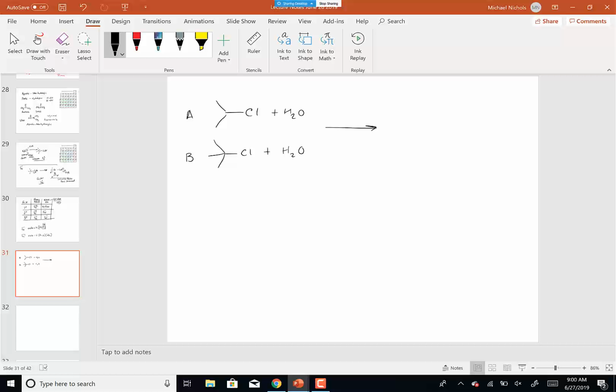Let's start with a few of them, just kind of to go back and remember what we did. So here's two reactions. The question is, which one of these two reactions goes faster, A or B, or if they have the same rate, then you would choose C. Okay.